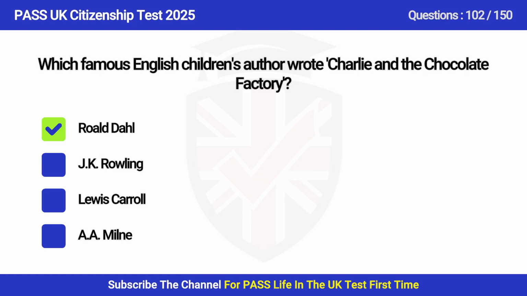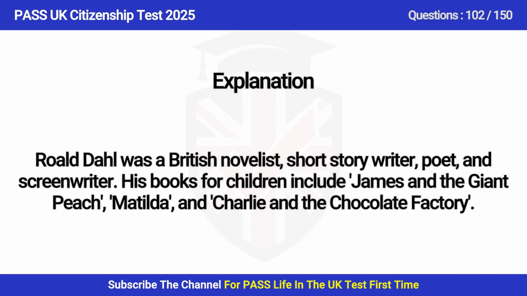The answer is A. Dahl. Dahl was a British novelist, short story writer, poet and screenwriter. His books for children include James and the Giant Peach, Matilda and Charlie and the Chocolate Factory.